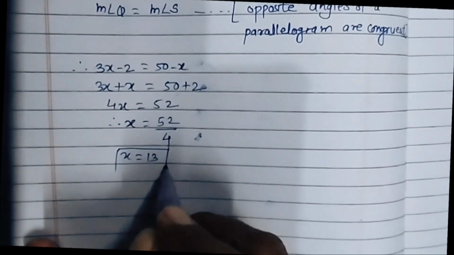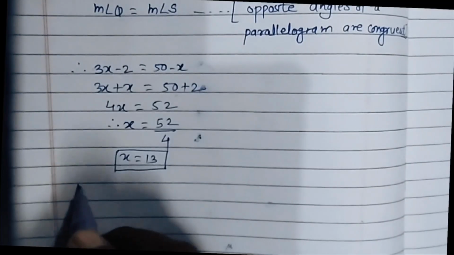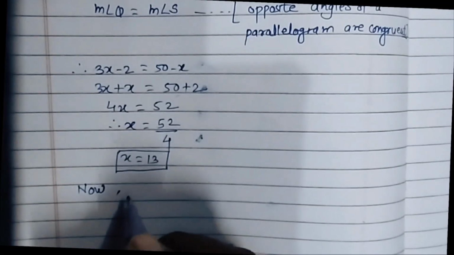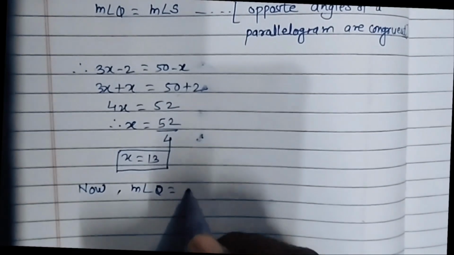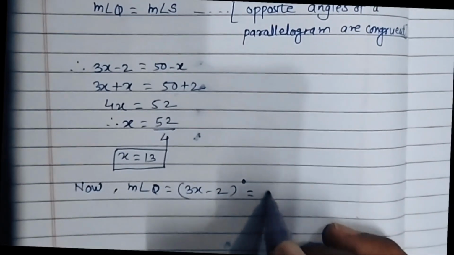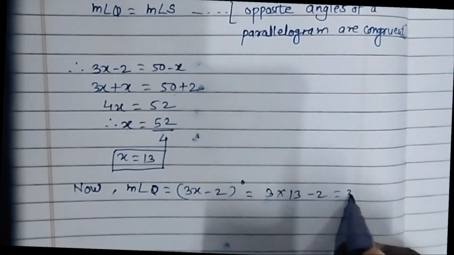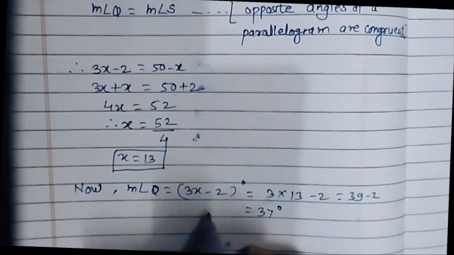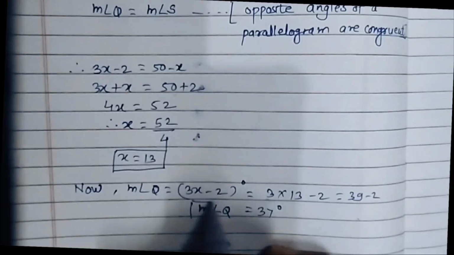Here we get the value of x. Then find the value of angle Q and angle S. Measure of angle Q is equal to, given as 3x - 2 degree. So here we write 3 into x, the value 13, minus 2, that is 39 - 2 is equal to 37 degree. So measure of angle Q is equal to 37 degree.